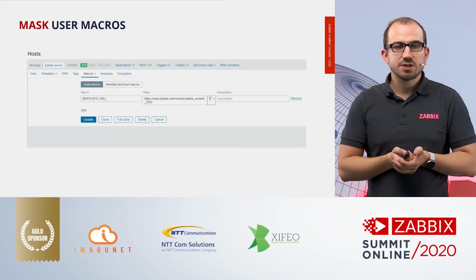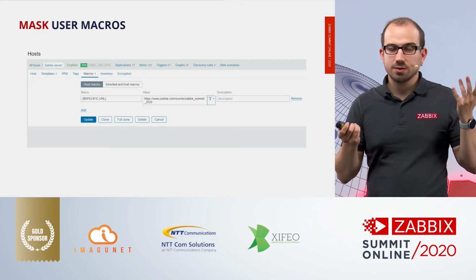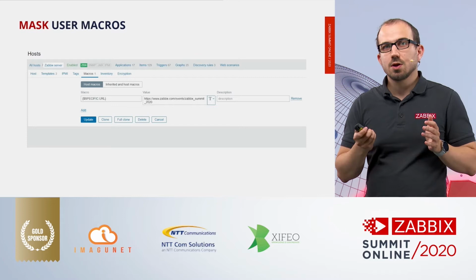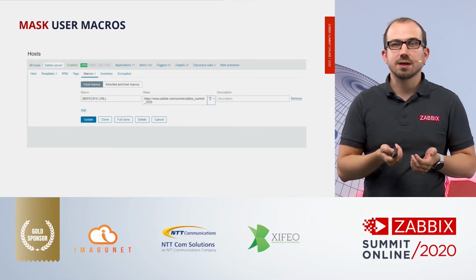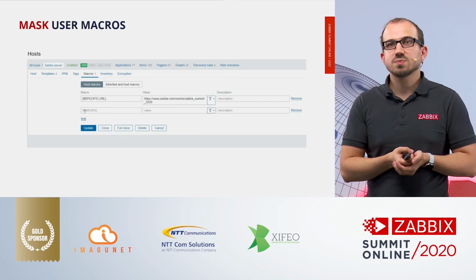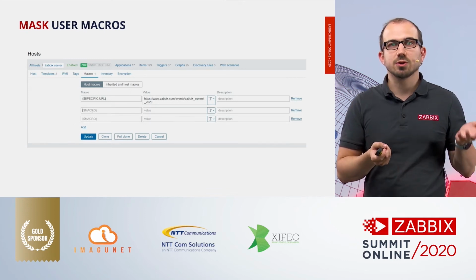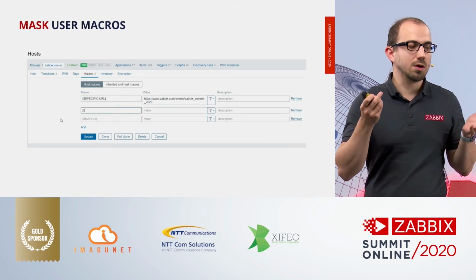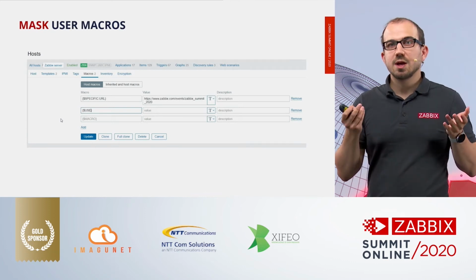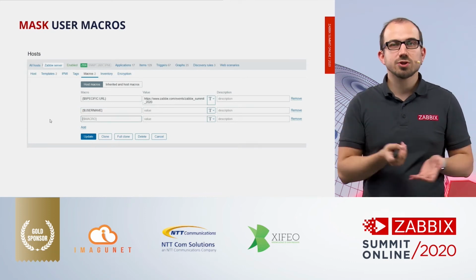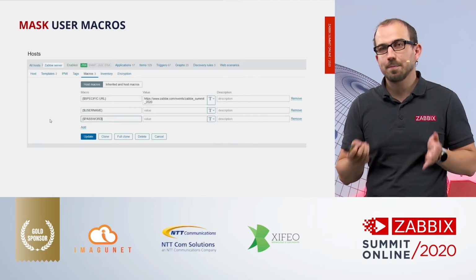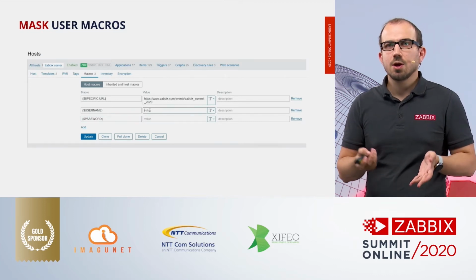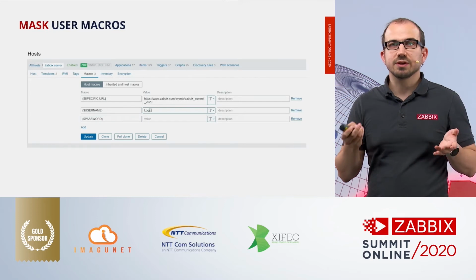Remember all your secrets. There's a whole presentation actually today about the secrets. Well, as you already know, you can mask them. Mask them quite simply. Just go to the macros, maybe on the host level, template level, global level. Type in the macro. So let's say a username. And of course, if there's a username, there is a password. So we're typing them in. We type in the value of the username.